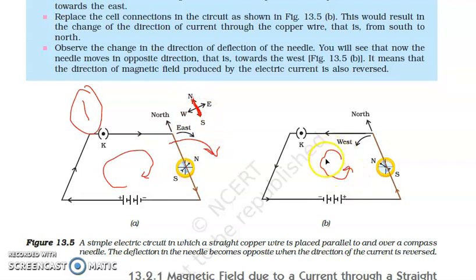But as soon as the direction of current is reversed, and similarly we place one more magnetic compass in this direction, this magnetic compass will deflect towards west. So this is the basic difference between the two combinations. In combination number 1, let's say the direction of current is clockwise, and in combination number 2 the direction of current is anti-clockwise.